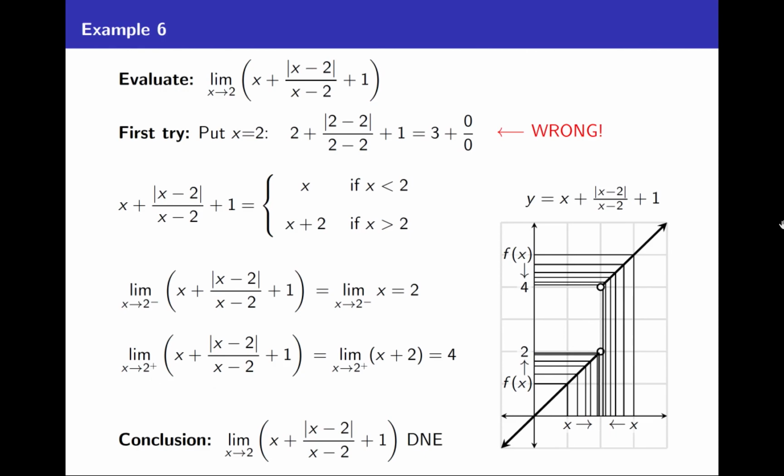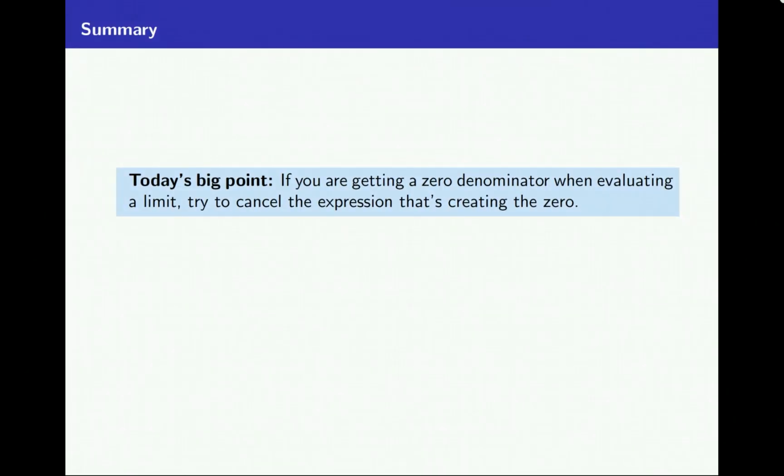So occasionally you'll have a problem like this one where you have to break it down into right or left-hand limits. It's always good to work a few examples like this. That's it for today. Our big point has been, if you are getting a zero denominator when evaluating the limit, try to cancel the expression that's creating the zero.